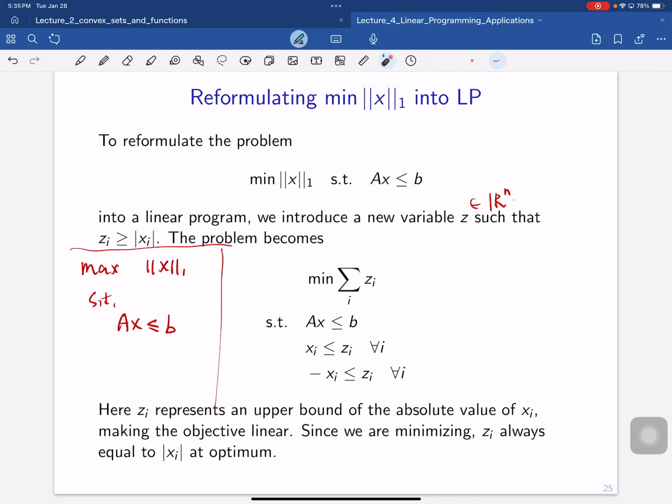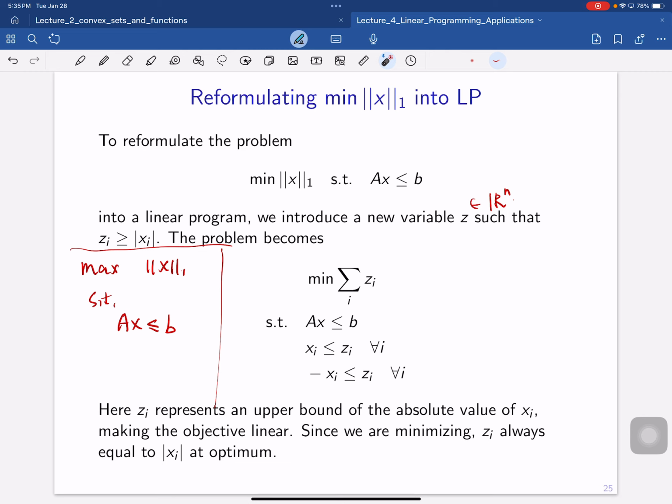So here, if you have this minimization over one norm, the objective is convex, right? The one norm is a convex function. If you are minimizing a convex function, that is a convex optimization problem. On the other hand, if you are maximizing a convex function, it is not a convex optimization problem. Since linear programs are a subset of convex optimization problems, you know that in theory there is no way this can be formulated as a linear program.